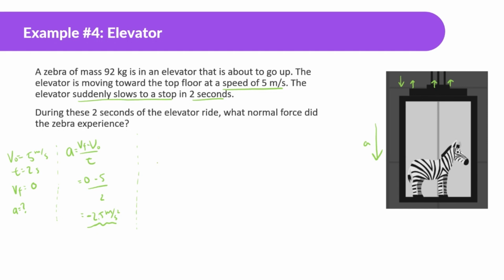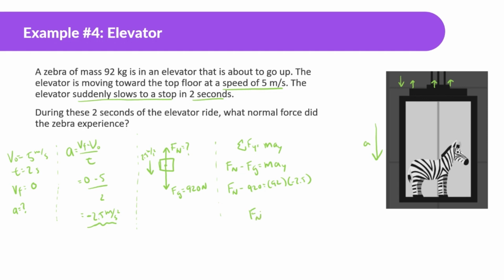Okay, now that we know the acceleration, let's draw this zebra as a box. And what we know is that the force of gravity on the zebra is 92 times 10, which is 920 newtons. We don't know the normal force, but we do know it is accelerating down during that time, 2.5 meters per second squared. Okay, sum of all force in the y is equal to mass times acceleration in the y. The normal force minus gravity equals the mass of the zebra times the acceleration of the zebra. Don't know the normal force. Force of gravity is 920. Mass is 92. And acceleration is negative 2.5.